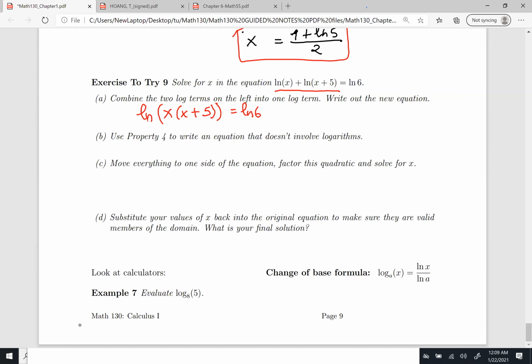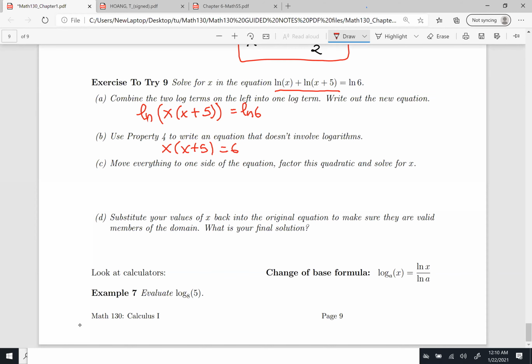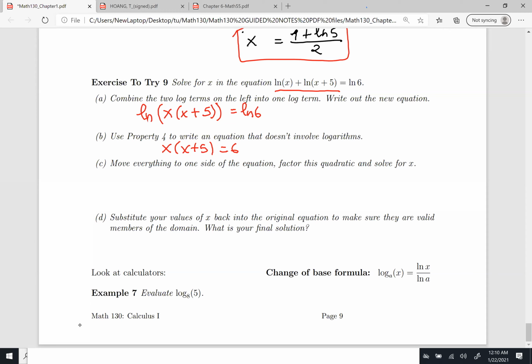Use property 4 to write an equation that doesn't involve logarithms. You see that both sides have natural log, which means the arguments have to be the same. So I'm going to write x times (x plus 5) equal to 6. Then they say move everything to one side of the equation and factor this quadratic. Actually I should distribute first. I have x squared plus 5x equal to 6 for part B. Now for part C, if I move everything to one side, I have x squared plus 5x minus 6 equal to 0.